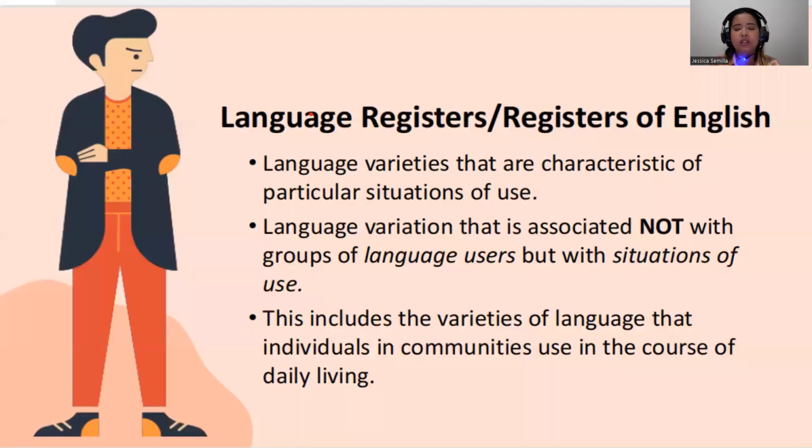So let's move on. What do we mean by language registers or register of English? Registers of English is basically the appropriateness of the words that you utilize in any speaking situation. That is what we mean by language registers. Language variation that is associated not with groups of language users but with situations of use. This includes the varieties of language that individuals in communities use in the course of their daily living.